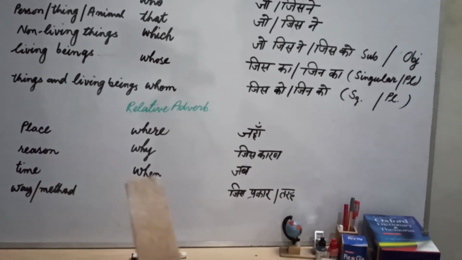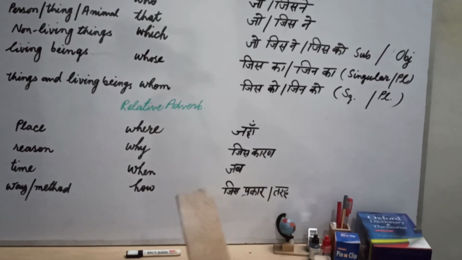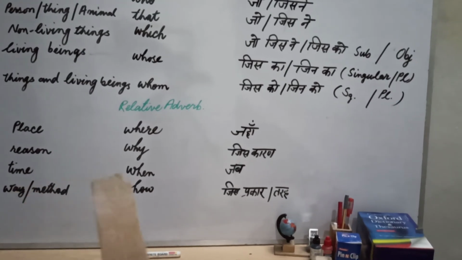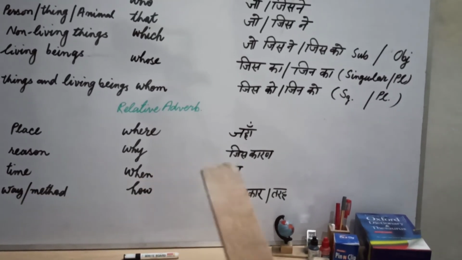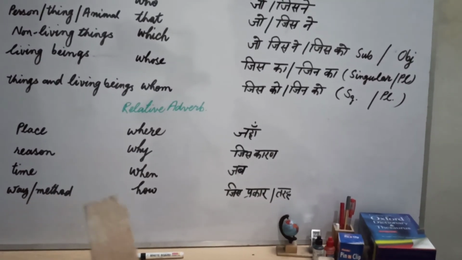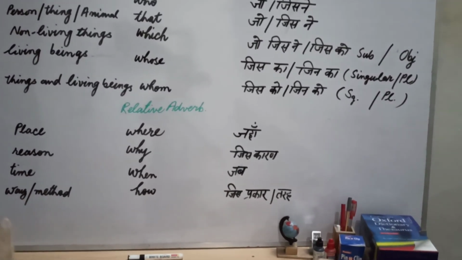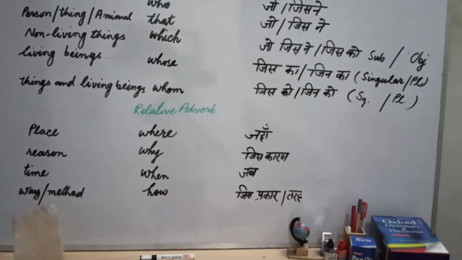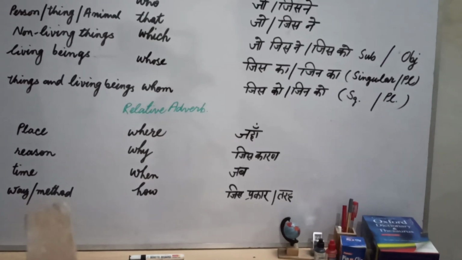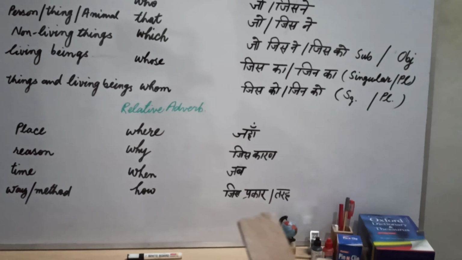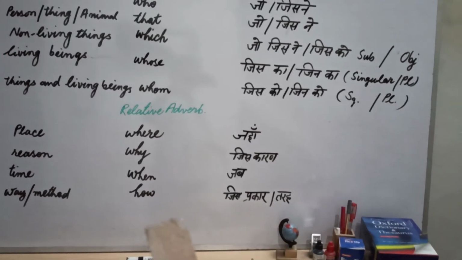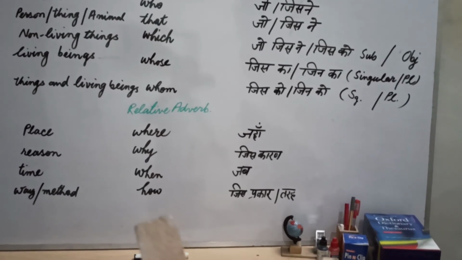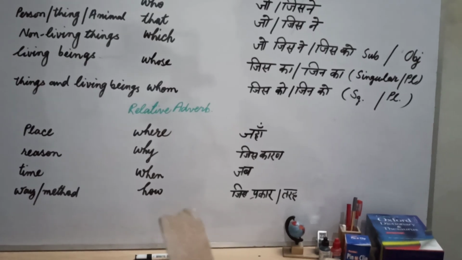Because to translate from Hindi to English we will have to learn the Hindi words too. That's why I am telling so. And the third antecedent is time, and for time we use when, and the meaning of when in Hindi is jab. And last is how. How means way or method, a way or method in the form of a noun or pronoun. And for this antecedent we use how, and how means जिस प्रकार और जिस तरह. You can say in one example, यही तरीका है जिस तरह आप पास हो सकते हो. This is the way how you can pass.